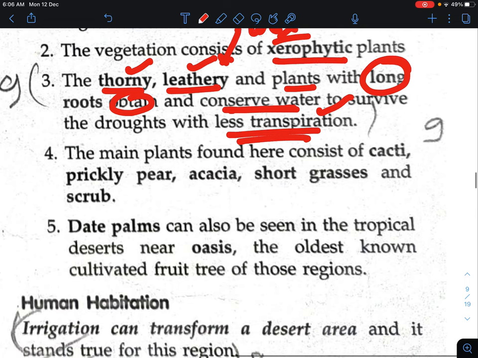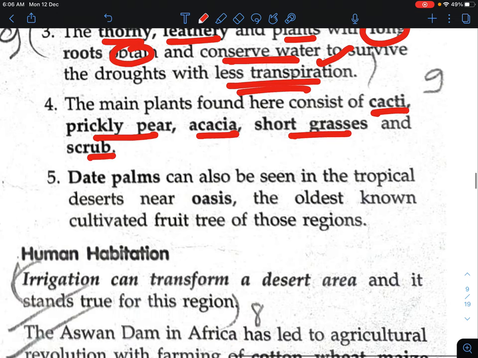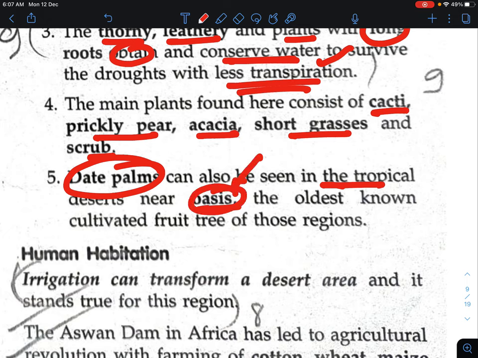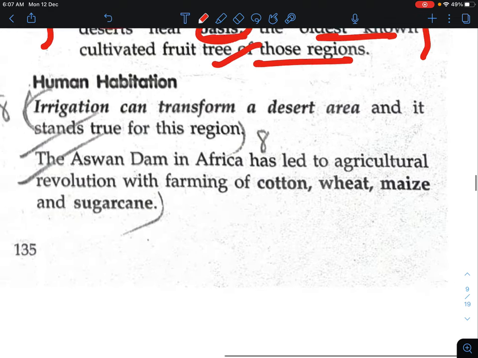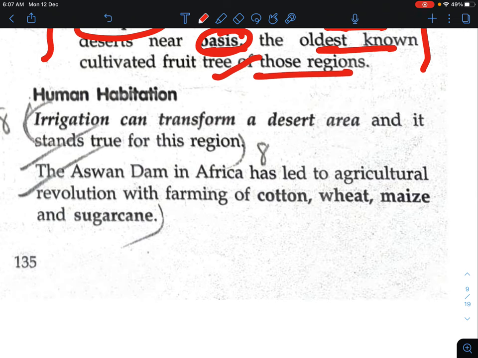The main plants found here are cactus, that is cacti, prickly pear, acacia, short grasses and scrub. Date palms can also be seen in the tropical desert near the oasis. An oasis is an area having water with small vegetation. The date palm is the oldest known cultivated fruit of this area.